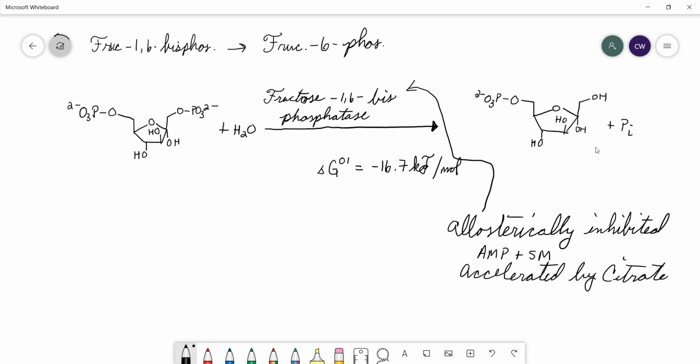So once we have fructose 1,6, fructose 6 bis. Oh my goodness. I am just insisting on trying to say that once we have this.